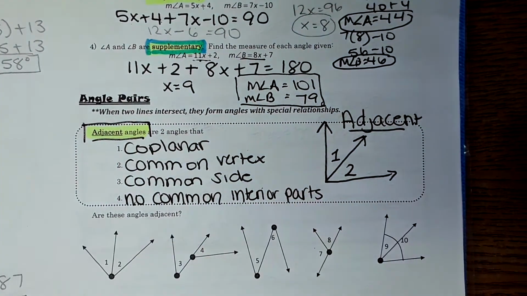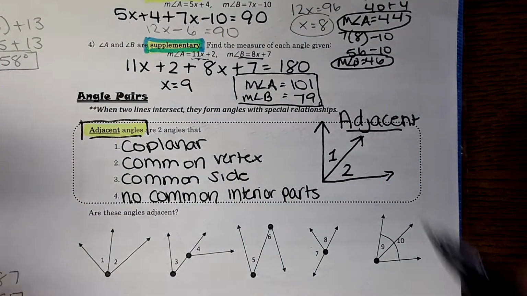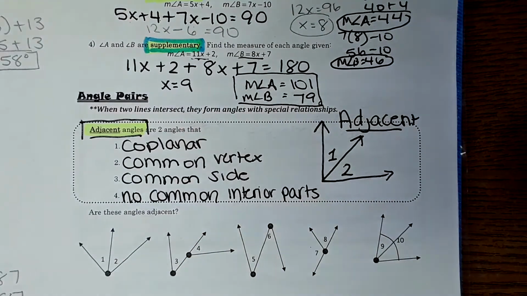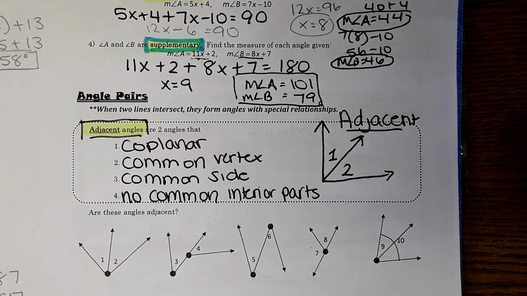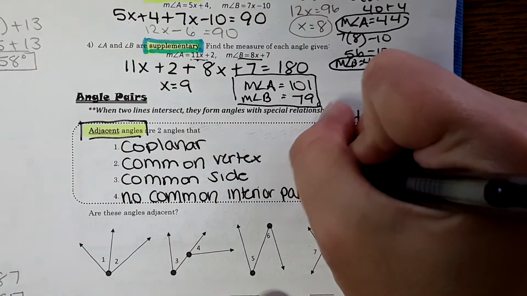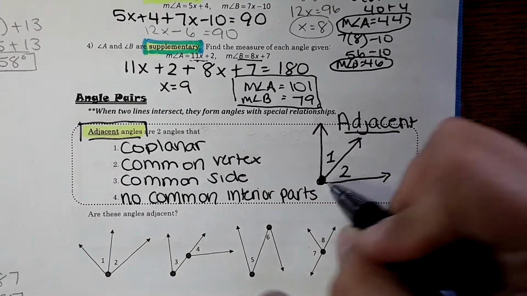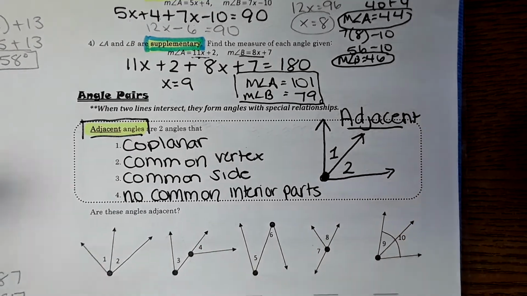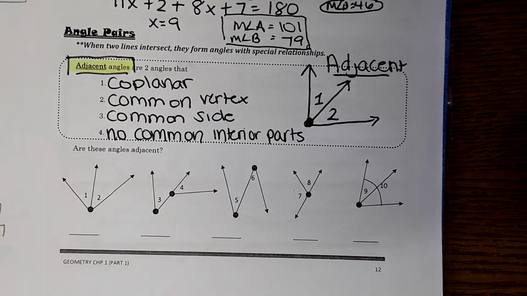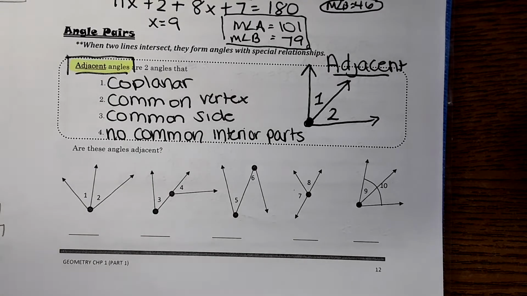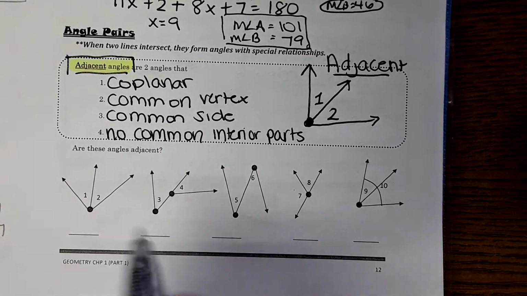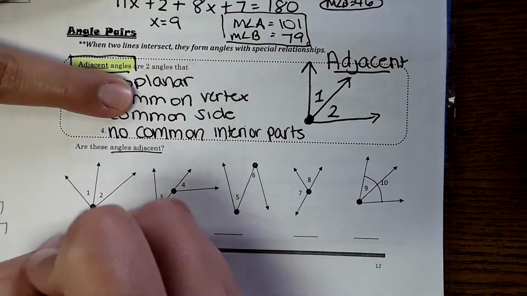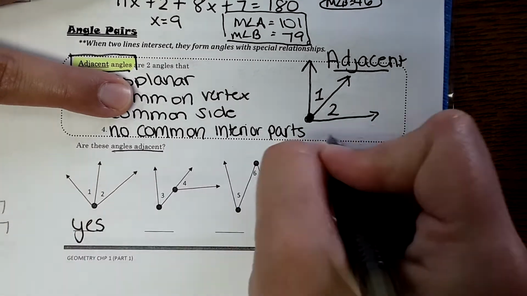So these angles are adjacent because they share a common side. And they share the common vertex. So in order to be adjacent, they have to share the common vertex and a common side. Now we're going to look at these examples and determine whether they are adjacent or not. So the first example, are they adjacent? Yes. That is exactly like our example here.